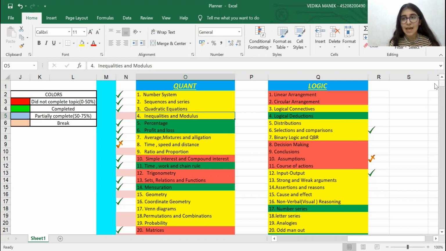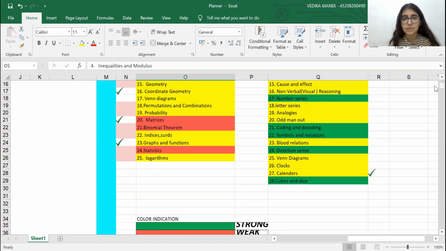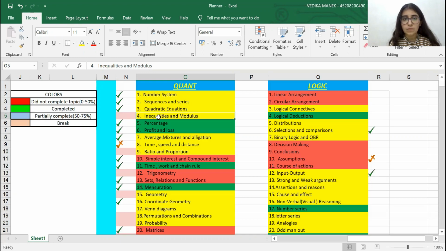So for example, this aspirant over here, you can see that this part over here, percentage and profit loss, is very, very strong for them. Time, work and chain rule is strong for them. Mensuration is strong for them. They're good at the rest of the topics.